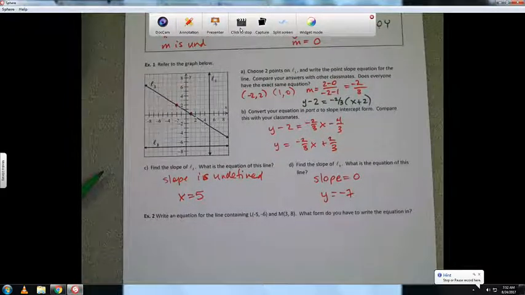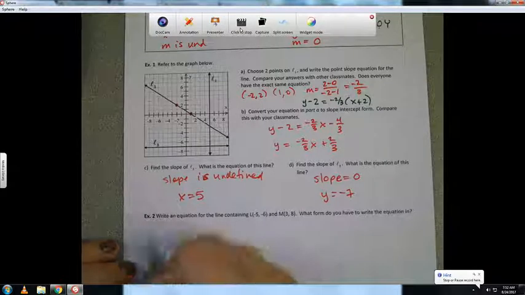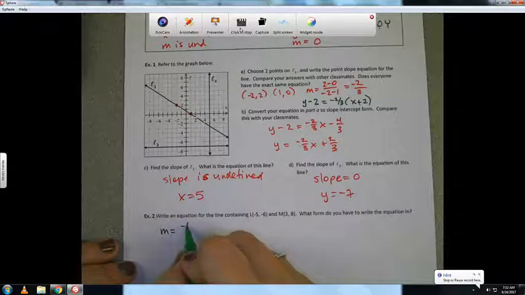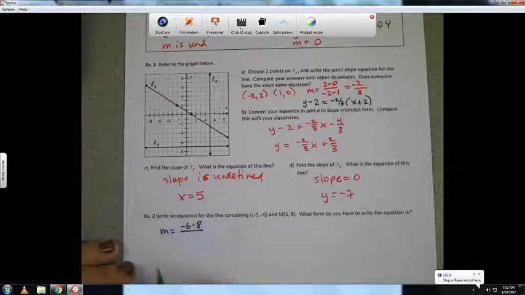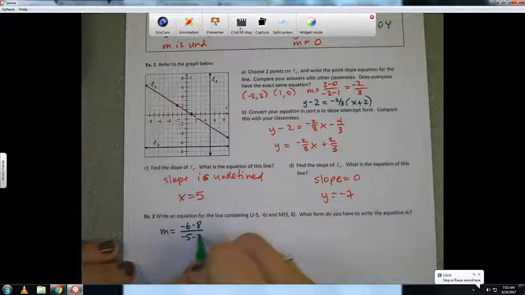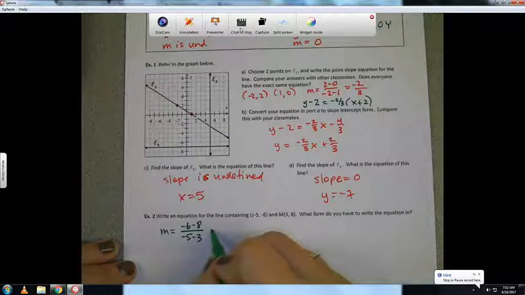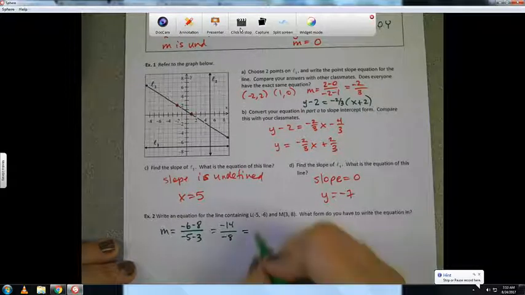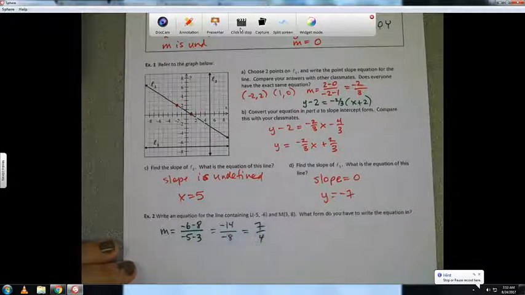Next example, write an equation for the line containing these 2 points. And so let's calculate the slope first. Kind of always want to do that. And negative 5 minus 3. So we have negative 14 over negative 8. And we're going to go ahead and simplify that. So 7/4 is the slope.